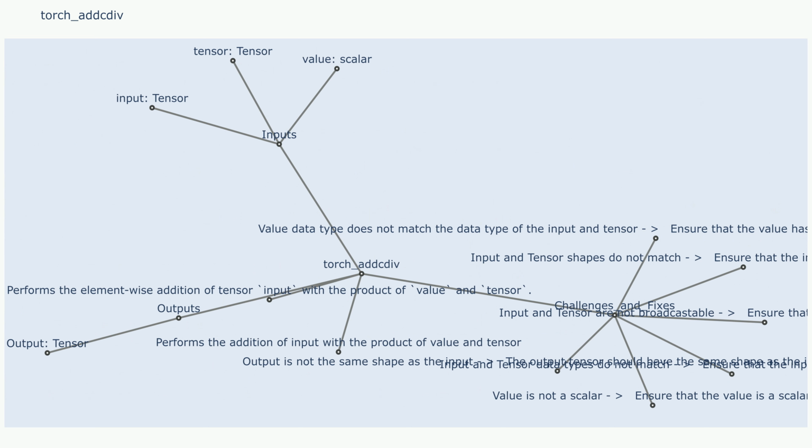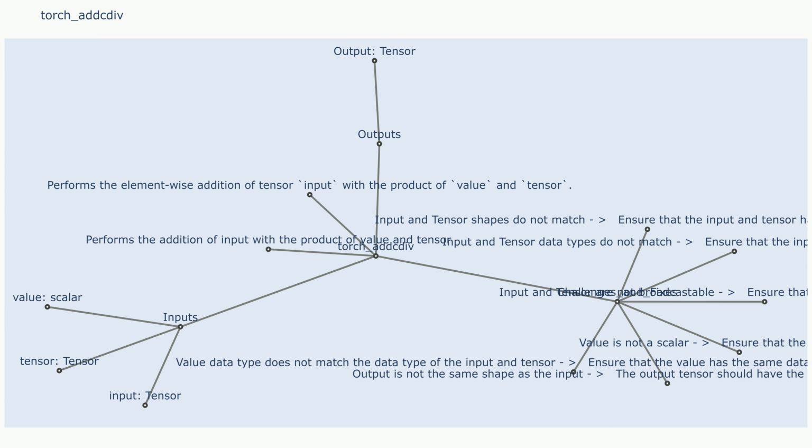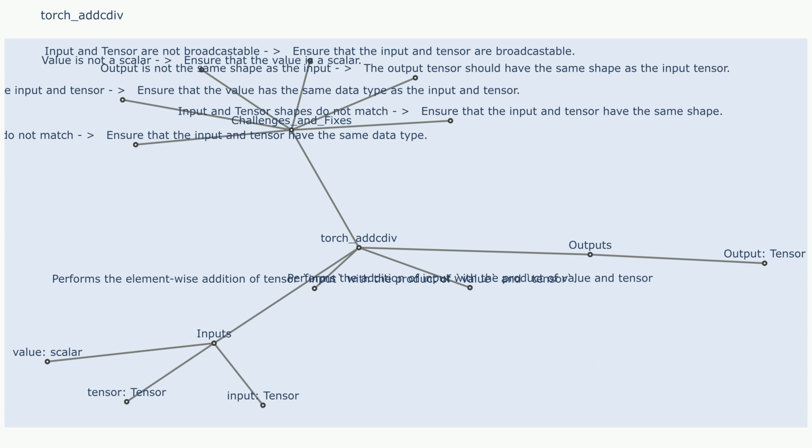Sample use case that resulted in challenge 1: trying to perform addcdiv with tensors of different shapes that cannot be broadcasted together. For example, attempting to add a 2x3 tensor with a scaled division of a 1x3 tensor and a 1x1 tensor. Fixes to challenge 1: ensure the shapes of the input tensors are compatible for broadcasting. This can be achieved by either reshaping the tensors manually or by using the torch.broadcast_tensors function.